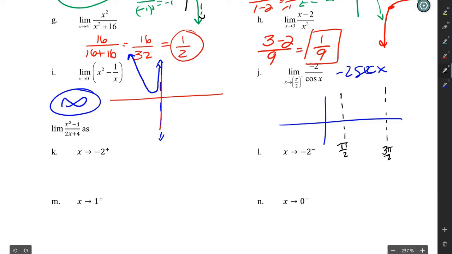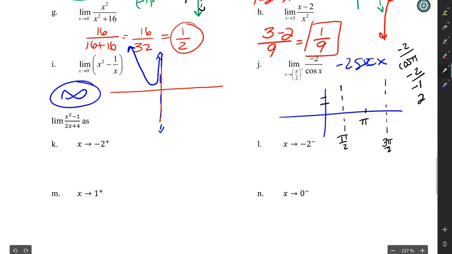Right in the middle of pi over 2 and 3 pi over 2 would be pi. If I were to find negative 2 over cosine of pi, cosine of pi is negative 1, so this would be negative 2 over negative 1, which is 2. So at pi, I have a point up at 2. These graphs look like these weird whooshes. So as x approaches pi over 2 from the right, my graph is going to approach infinity.